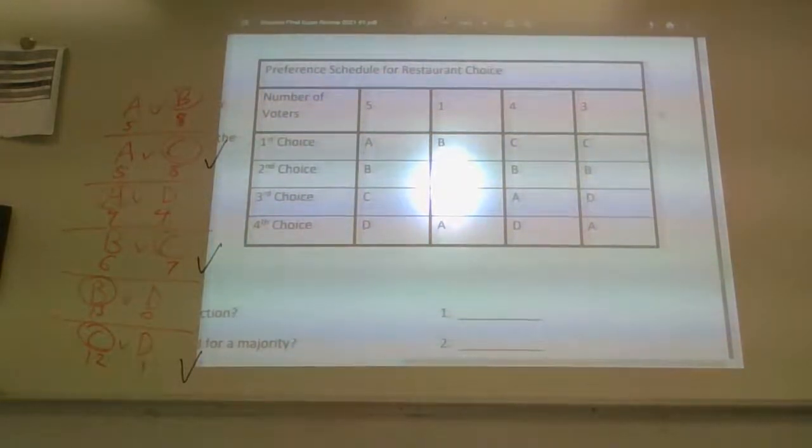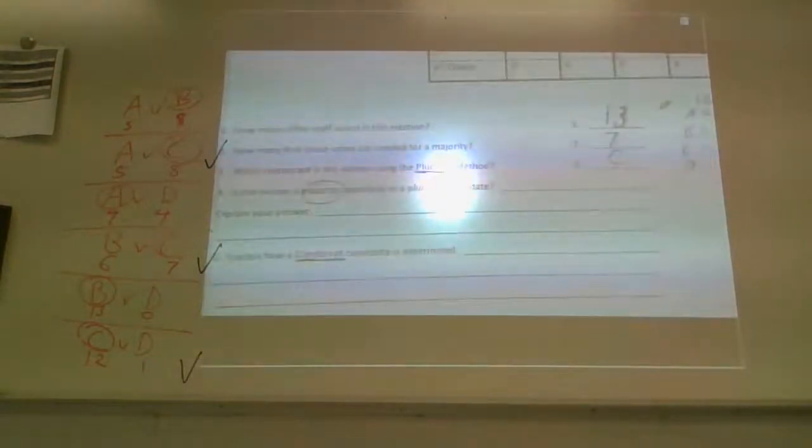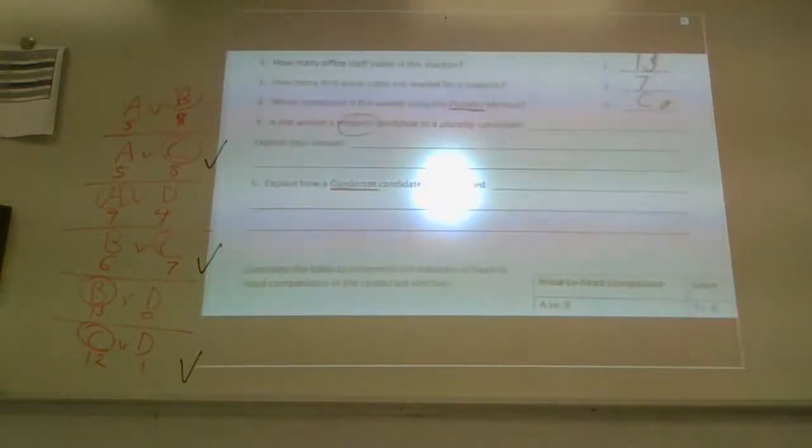Should make sense. They did end up with a majority of first place votes, so that does happen. But the question was, if I flip back over here, explain how a Condorcet candidate is determined. Well, you have to look at all of the head-to-head matchups.